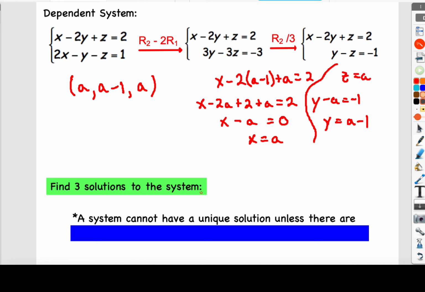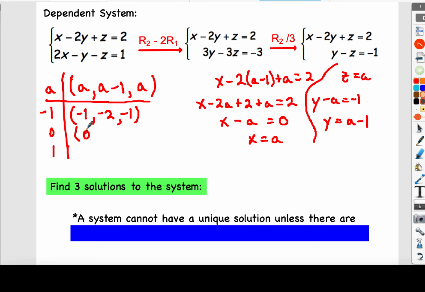If I wanted to find 3 solutions to the system, what I would do is make a simple table and pick 3 simple numbers. How about we just say -1, 0, and 1? How's that sound? That means that a equaled -1. -1 minus 1 would have been -2, and another -1, and we've got a solution to our system: (-1, -2, -1). If a were 0, that's (0, -1, 0). If a were 1, that's (1, 0, 1).